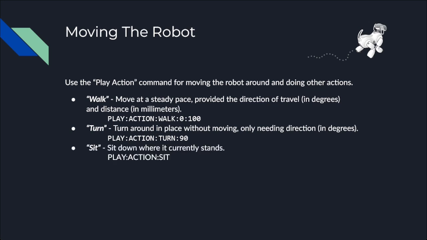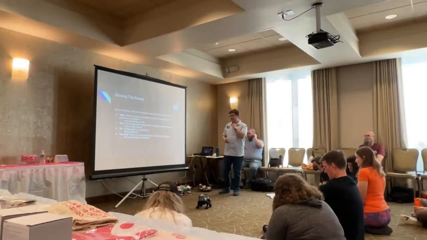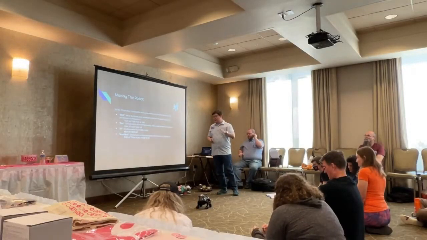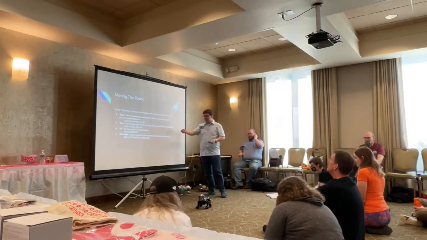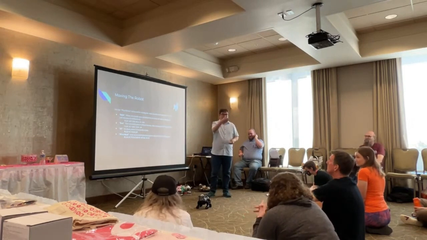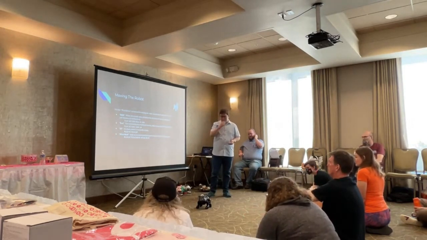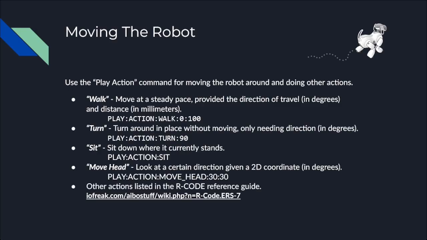It'll just sit down. And move head will make the AIBO look at a certain direction, given a 2D coordinate in degrees. So play action move head. 30 will make it look 30 degrees to the right, 30 degrees to the top. Hopefully I got that right. And then there's a bunch of other actions also in the R code reference guide.